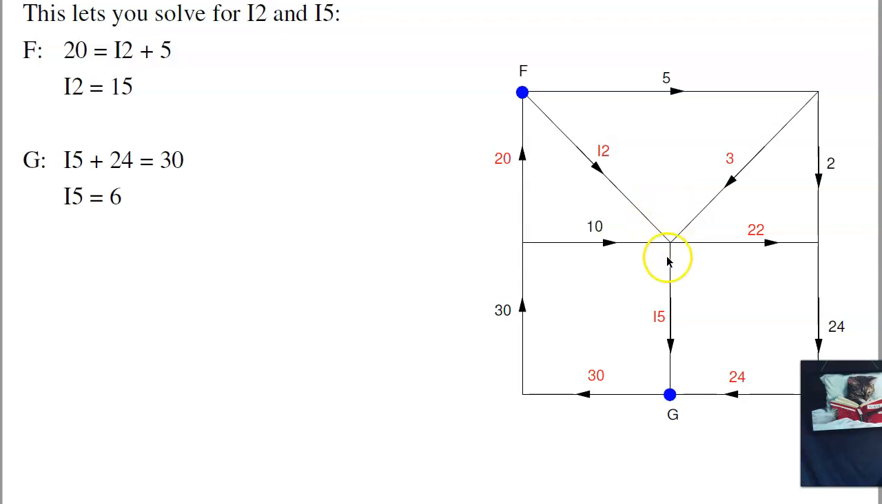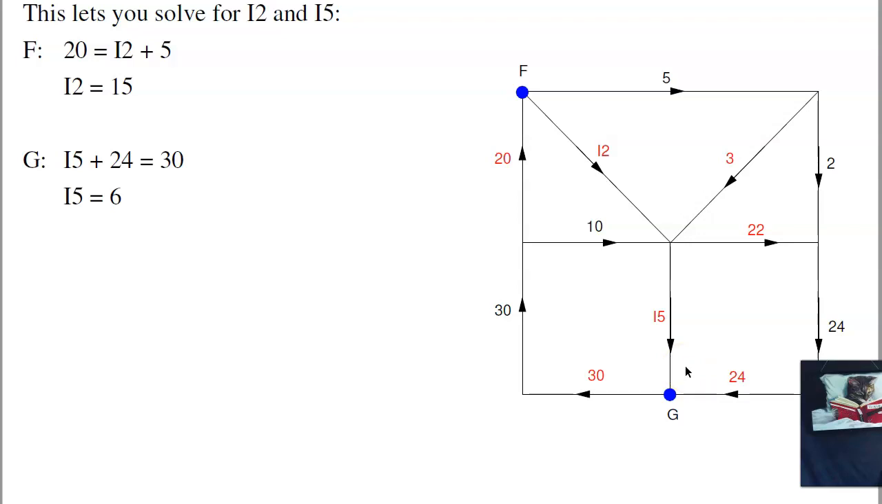Once I know those, I can now solve for I2 and I5. At node F, current in equals current out, 20 equals I2 plus 5. I2 is 15. And to get I5, 24 plus I5 equals 30. I5 has to be 6. So that's some circuit elements and Kirchhoff's laws.